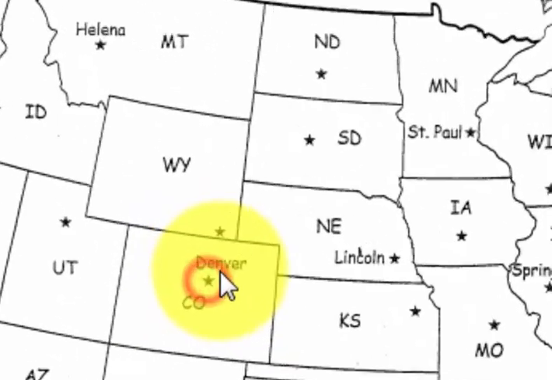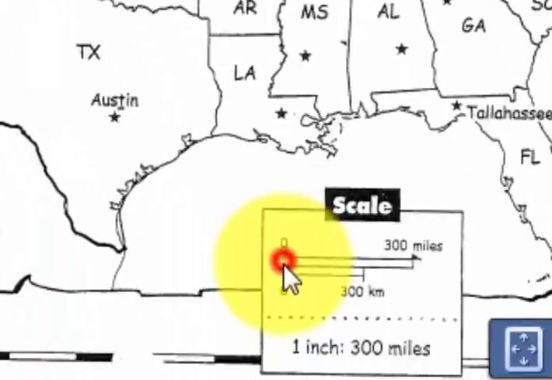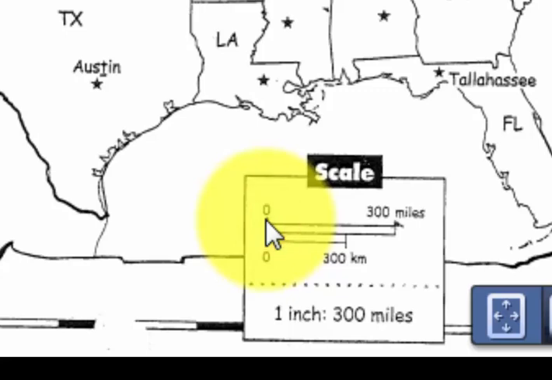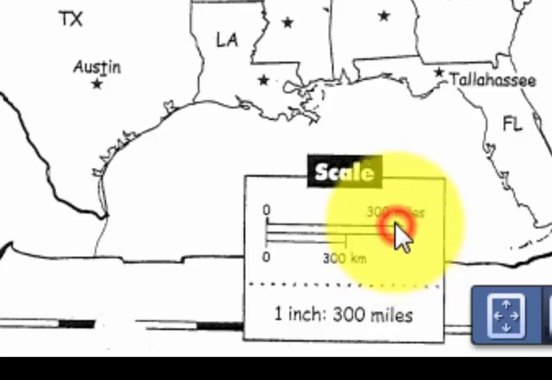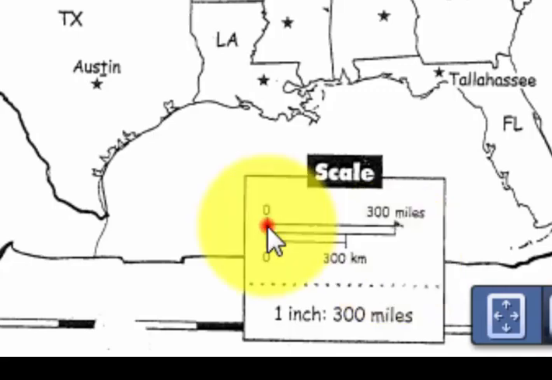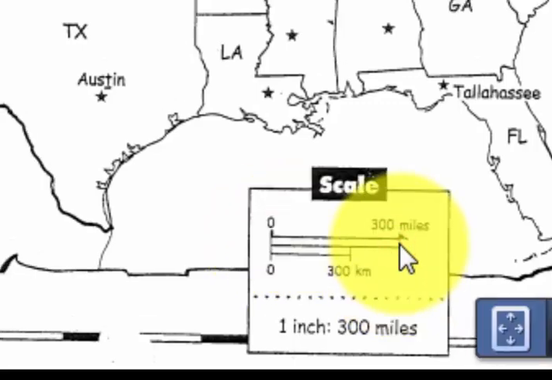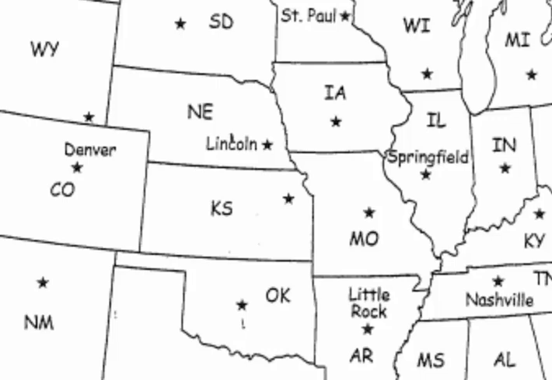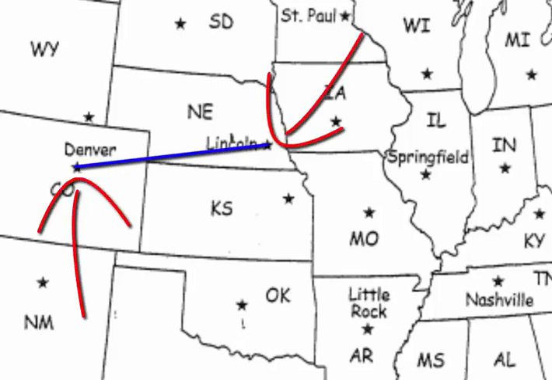So here's Denver, here's Lincoln. Here is a scale that you'd use. If you take a little piece of paper or maybe a sticky note and put the edge of it right here, and then you can mark on another piece or on the same piece right there that's 300 miles. So it's about 300 miles from right here to right here on your piece of paper. And then you just move that piece of paper over from Denver to Lincoln, and you try to get an idea based on that scale how long it is. We'll go over that in class as well.